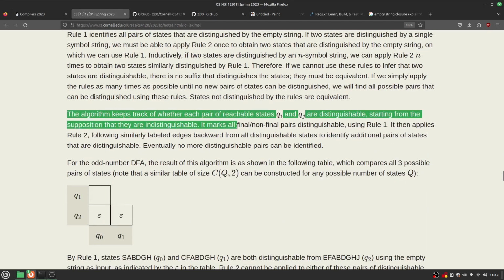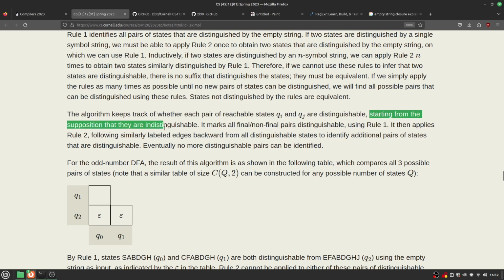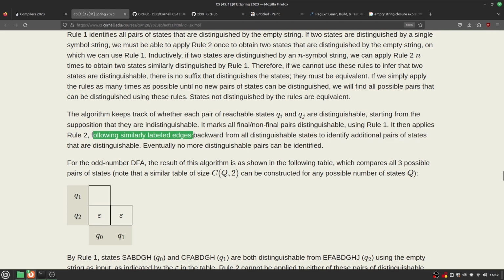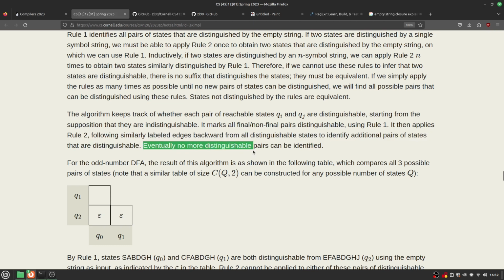The algorithm keeps track of whether each pair of reachable states are distinguishable, starting from the supposition that they are indistinguishable. It marks all final and non-final pairs distinguishable using rule 1. It then applies rule 2, following similarly labelled edges backward from all distinguishable states to identify additional pairs of states that are distinguishable. Eventually, no more distinguishable pairs can be identified.